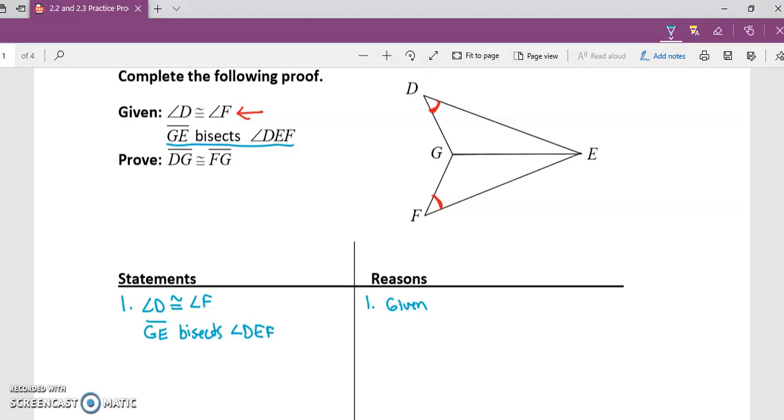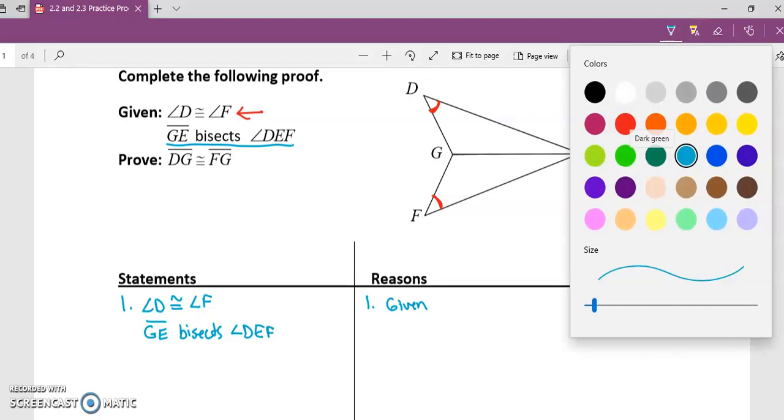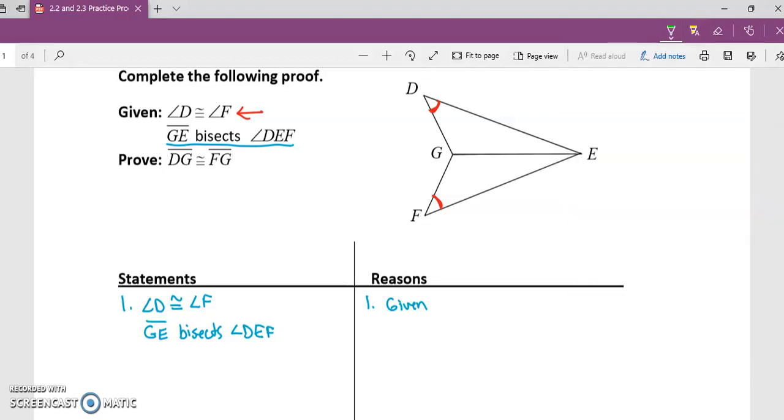Okay, so angle D compared to angle F, that's just a piece of information. I can't really make any conclusion from that, but I can make a conclusion from this bisector. So if GE bisects angle DEF, that's this whole angle. So this cuts it in half. That means these two angles are the same size. Again, you're cutting an angle in half, you're going to get two smaller angles. So we need to put that in our proof. Which two pieces are the same size?